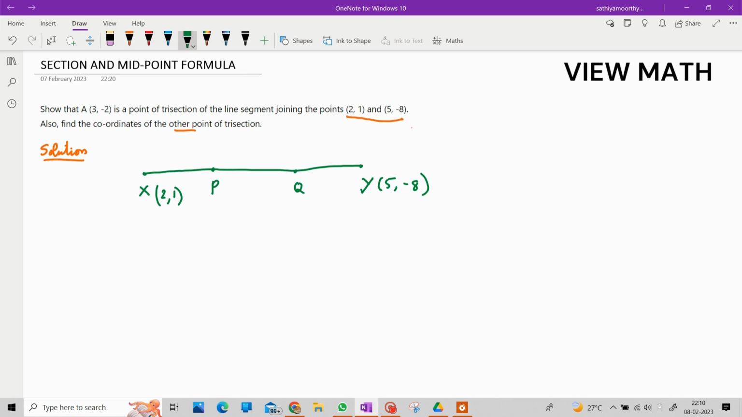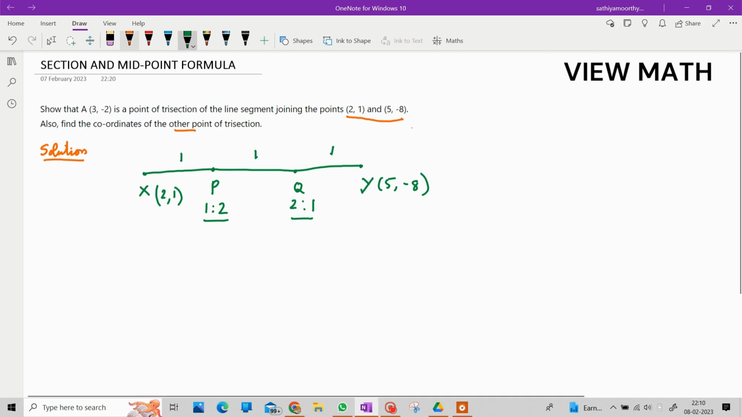Now we know that the points of trisection divide the line segment XY in 3 equal parts. So let the ratios be 1:1:1. So now on the left side of P there is 1 part, and on the right side of P there is 1 plus 1, 2 parts. And Q, left side of Q we have 2 parts, and the right side of Q we have 1 part. So P divides the line segment XY in the ratio 1:2, and Q divides the line segment XY in the ratio 2:1. So now let me proceed.